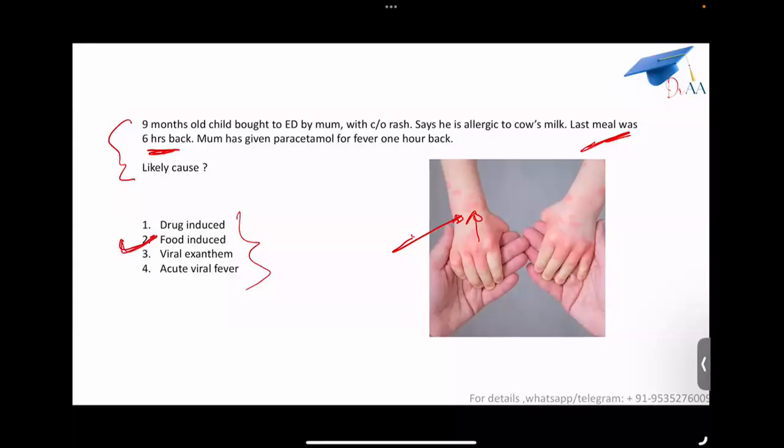Food induced, yes. Drug induced is unlikely because of paracetamol. Paracetamol is one of the rarest causes, and usually drug rashes will develop slowly. It will not be immediate. If you're seeing it very acutely, it is seen in anaphylaxis. It can take a few hours to develop, and sometimes it can take a day to develop a drug rash. Okay, food induced seems to be the most appropriate option here.